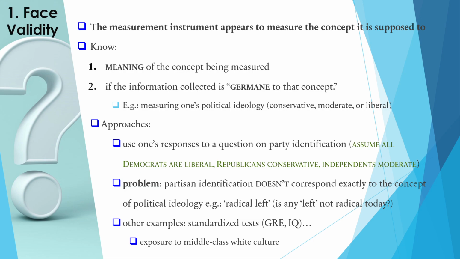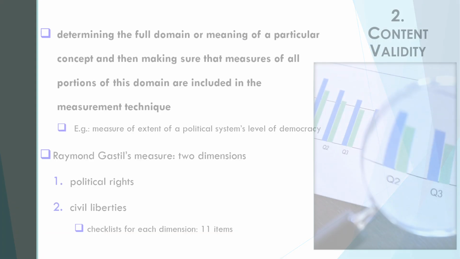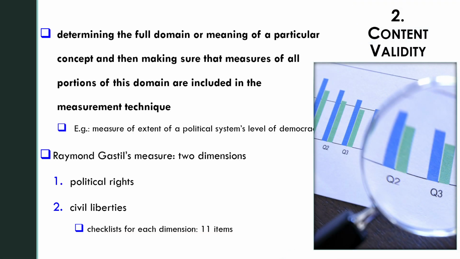And so there are questions about these kinds of things. Now, that is face validity. Is it measuring what it says it is measuring? The second concept in validity is content validity. Content validity refers to the full domain or meaning of a particular concept, and ensuring that you're measuring the full domain of that concept.